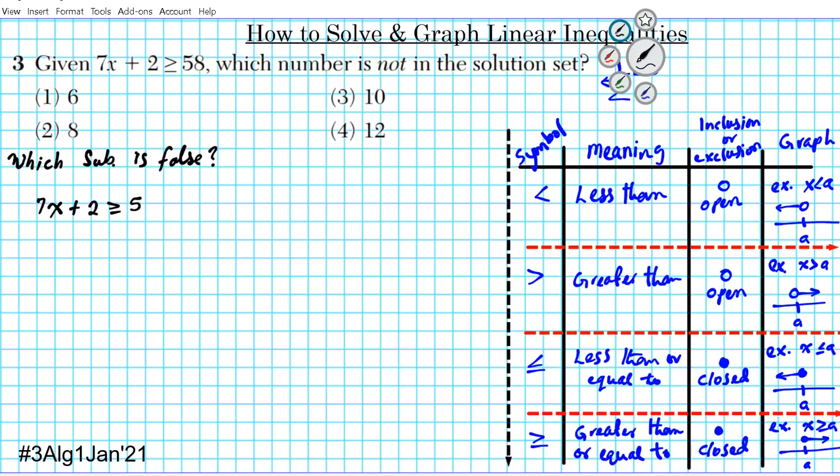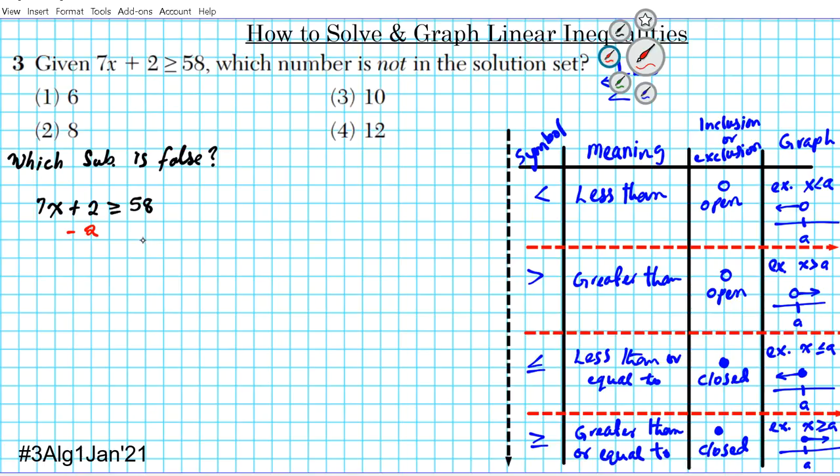All right, so we're starting with 7x + 2 ≥ 58. Remember, solving an inequality is just like solving an equation. The only difference is that whenever you divide or multiply by a negative, the inequality flips. Equality can't flip because it's an equal sign, but inequalities do flip when you do that operation. So we're just going to solve this, reverse PEMDAS, and get x isolated. It's a two-step process: we subtract 2 from both sides and divide by 7. That will isolate x. All right, let's do it.